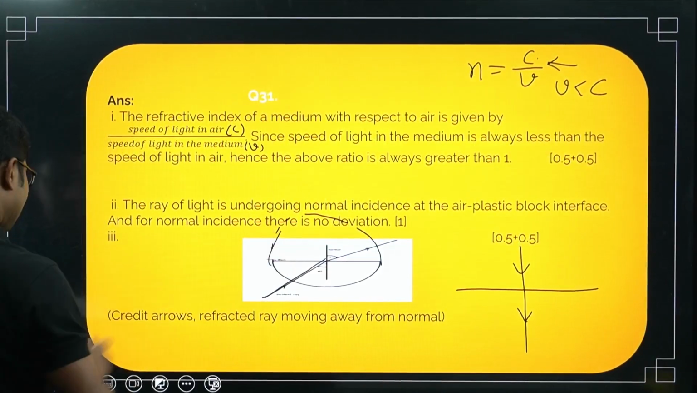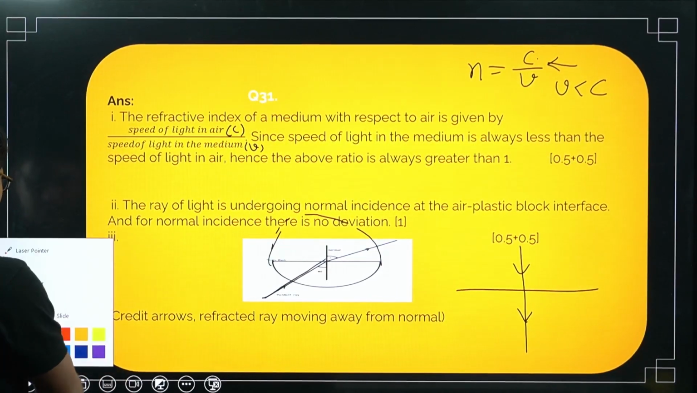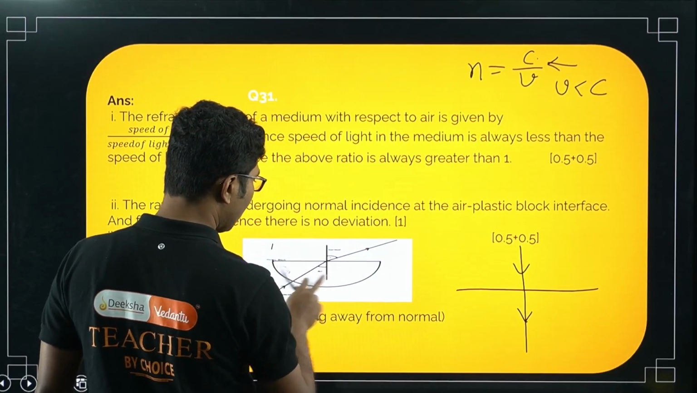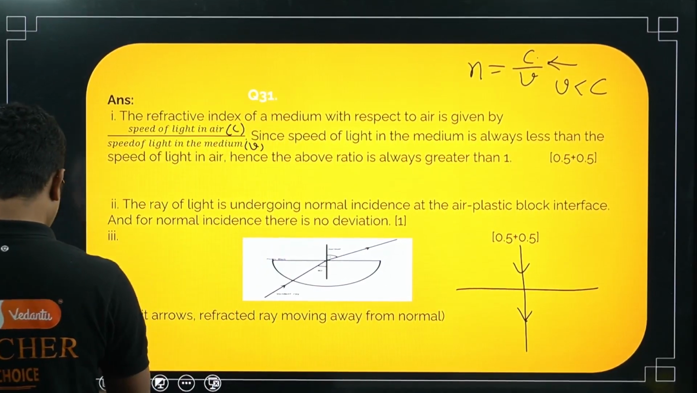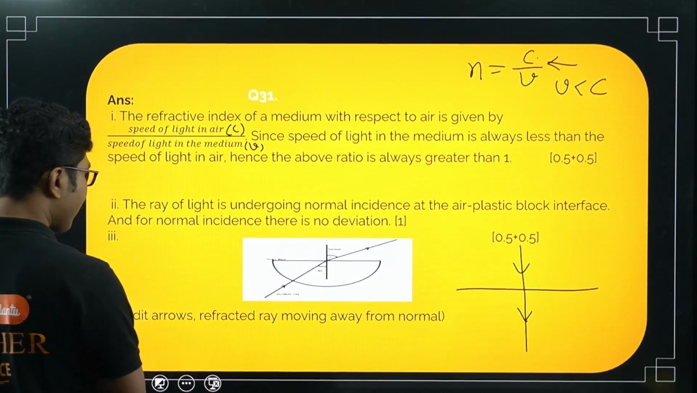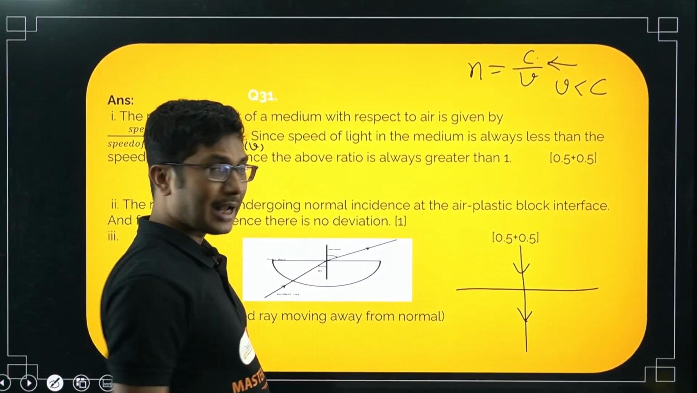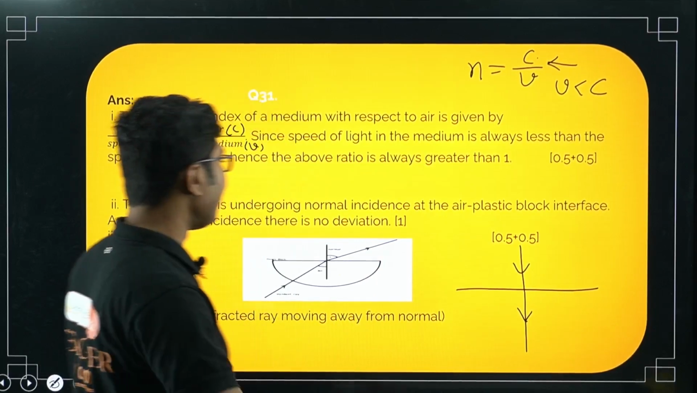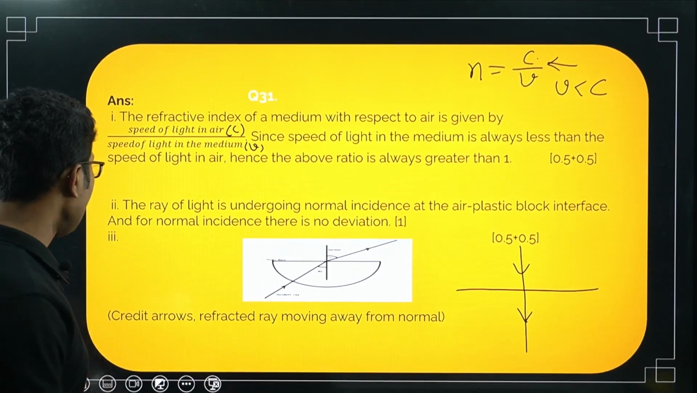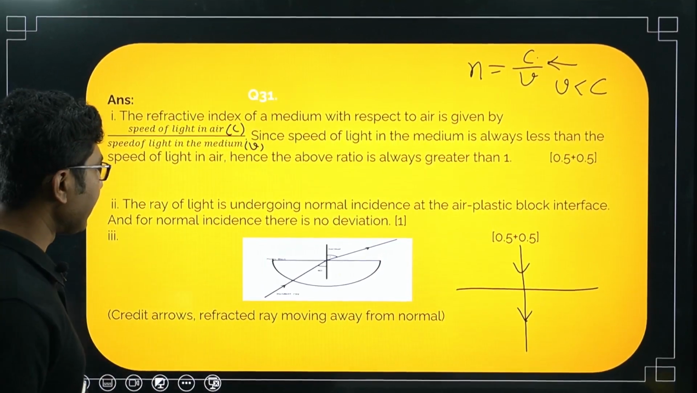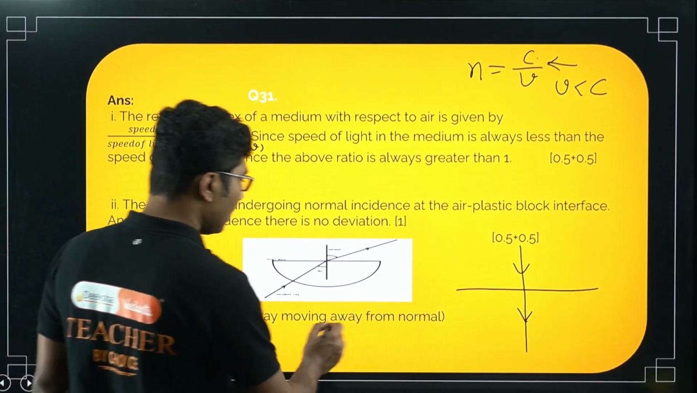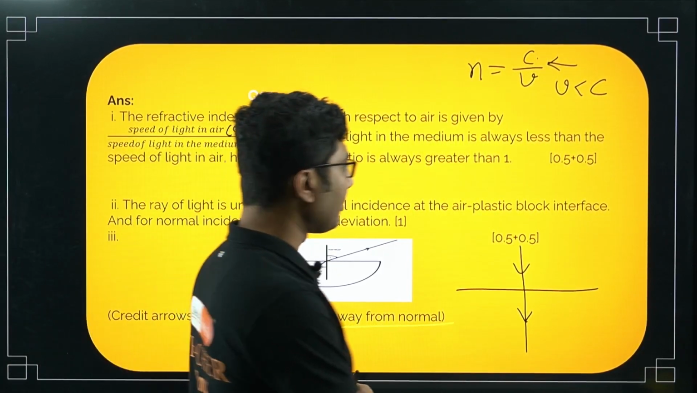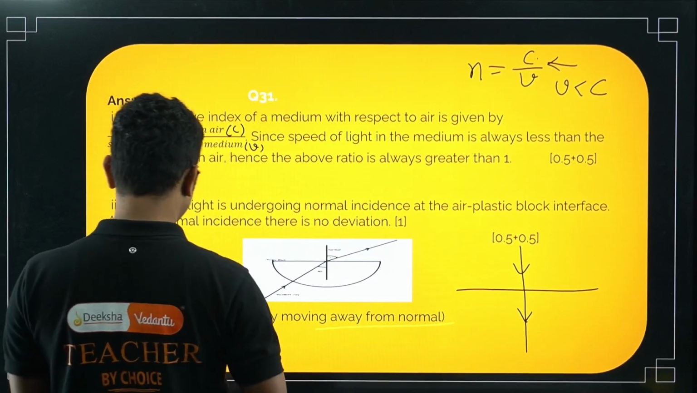Now in this case, at the second surface, however, the incidence is oblique, not normal, so definitely it will bend. The light ray is traveling from a denser medium, which is plastic, to a rarer medium, which is air, so definitely it will bend away from the normal. So credit for arrows, the refracted ray moving away from the normal. This is very important. The light ray is traveling away from the normal. For that you get 1 mark.